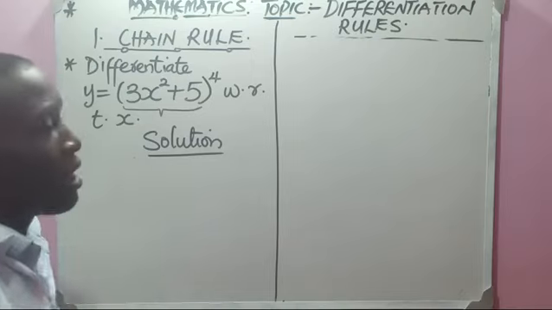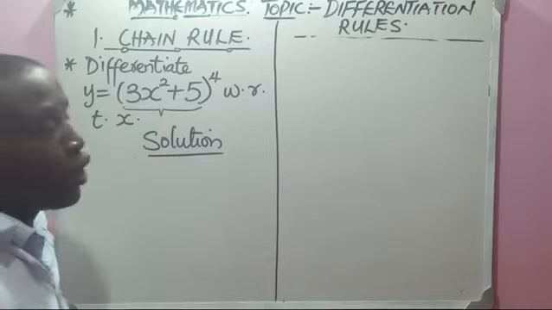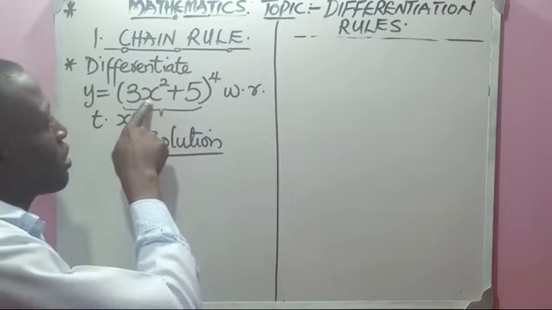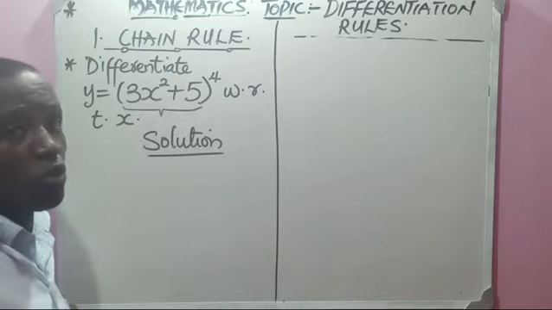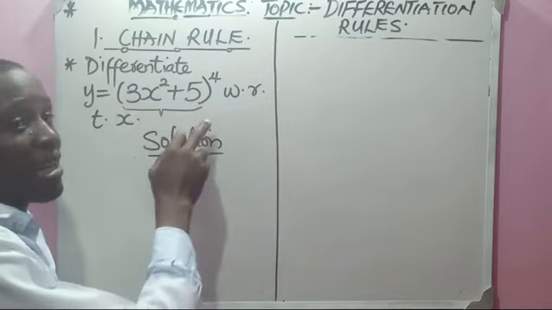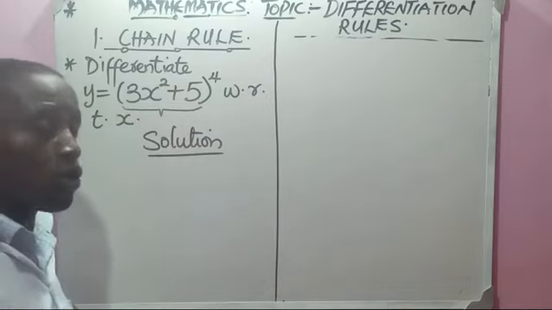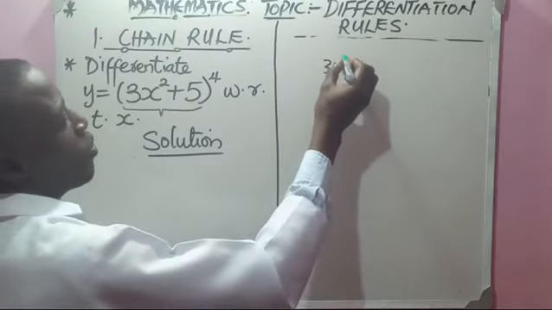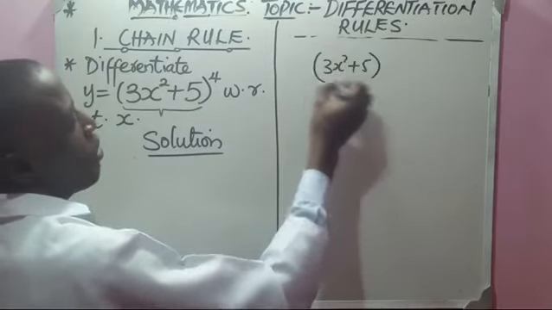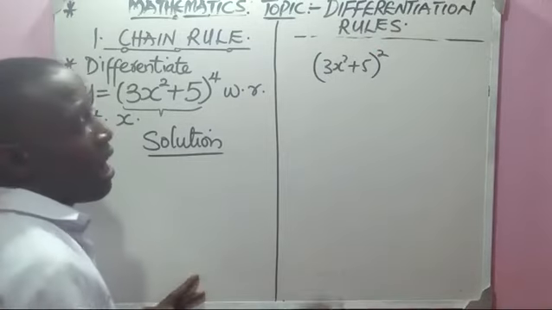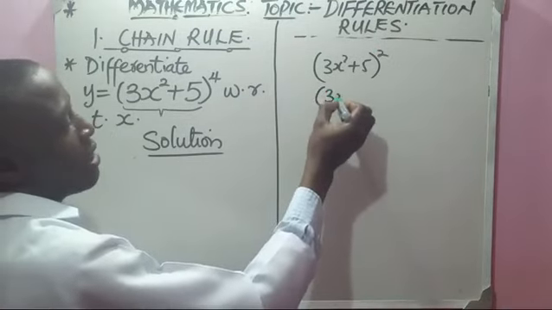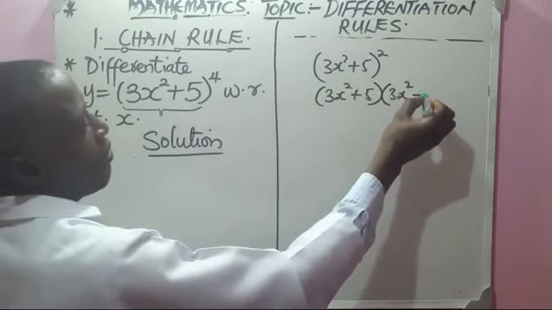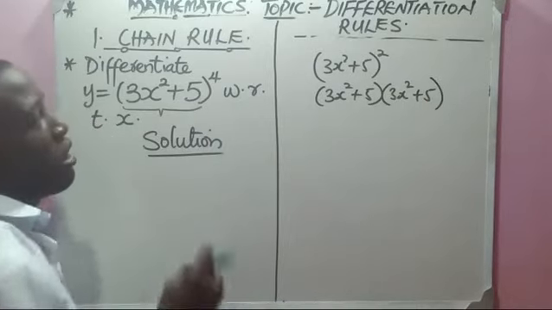Now, if you look at this question, you will see what is in the bracket is a quadratic function because x is carrying a power of 2. So whatever is in the bracket is a quadratic function. Now, assuming I have 3x squared plus 5 all raised to power 2, this one will be easier to expand: 3x squared plus 5 into 3x squared plus 5. There's no need going through this chain rule process.